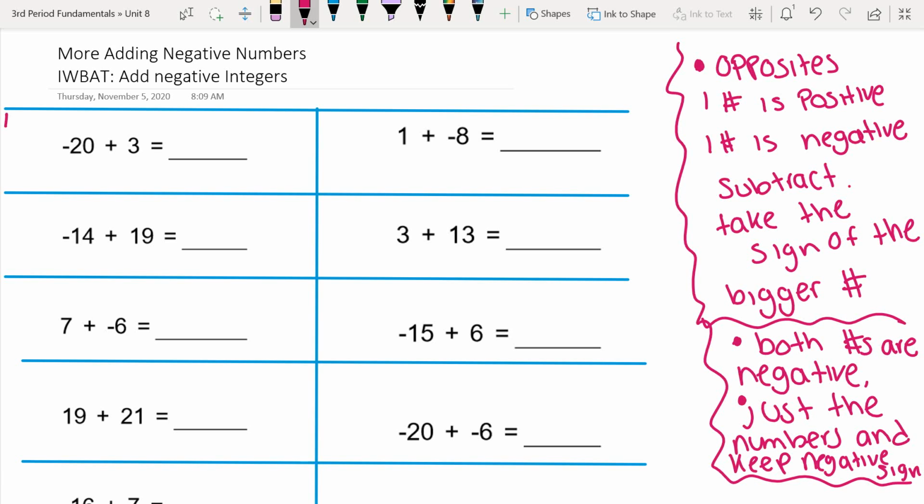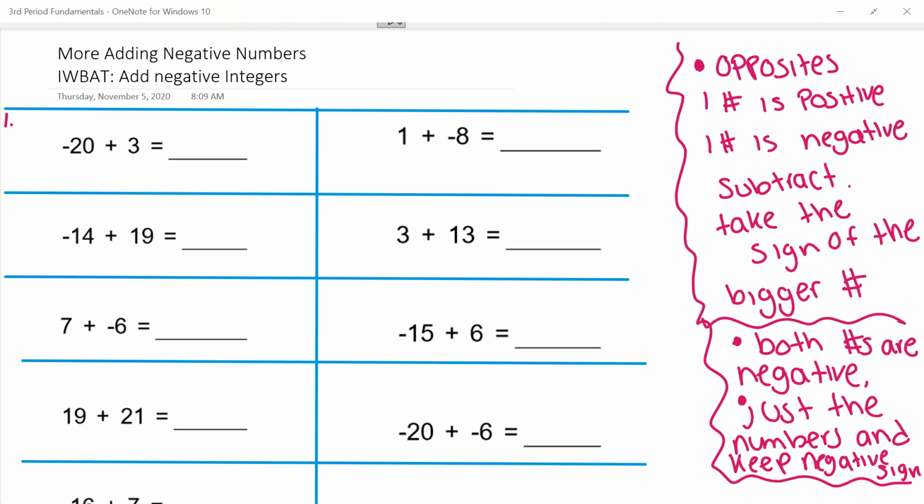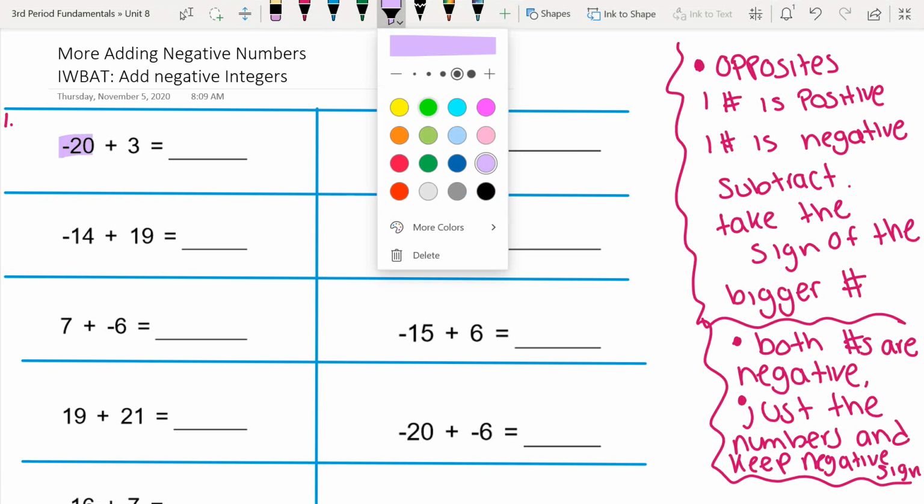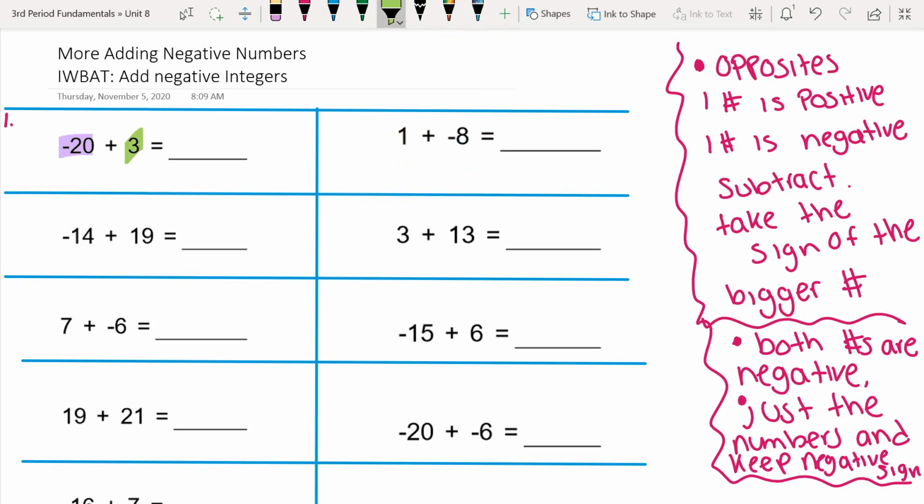So our first question is negative 20 plus 3. When I talk about opposites, I'm just going to look at each number. The first number on question 1 says negative 20. Second number is just a normal 3. So it's a negative and a positive. So I have opposites. I have one number positive, one number negative.